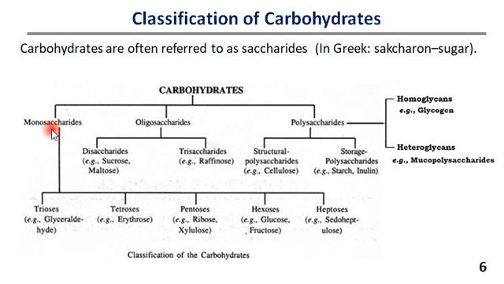Aldoses means a monosaccharide having an aldehyde group. Example is glucose, whereas ketoses means a monosaccharide containing a ketone group. Example is fructose. On the basis of number of carbon atoms, monosaccharides are further classified into 5 groups.